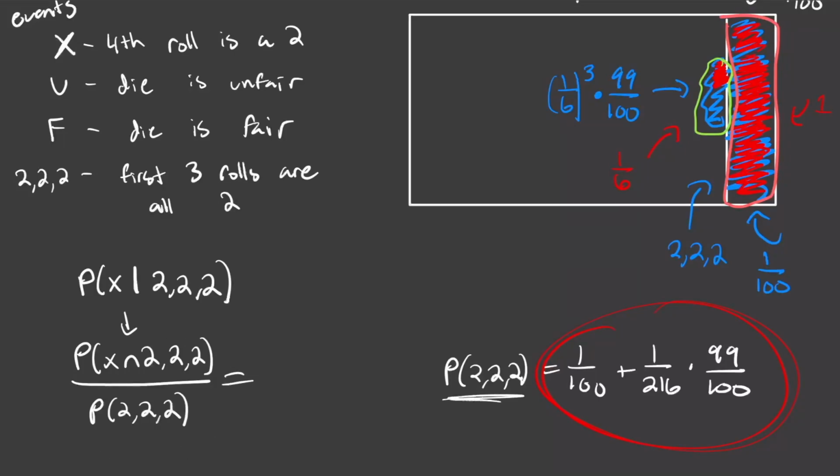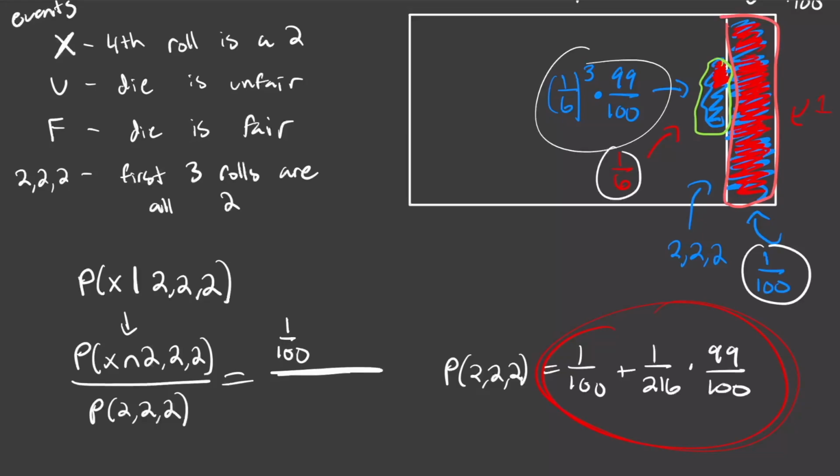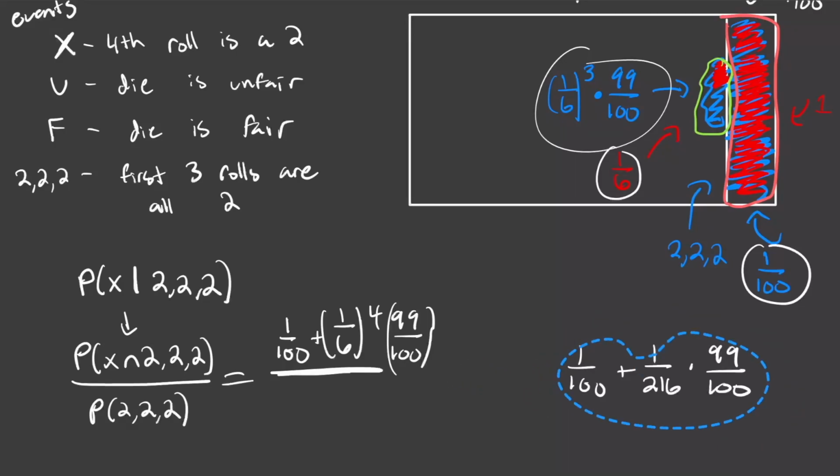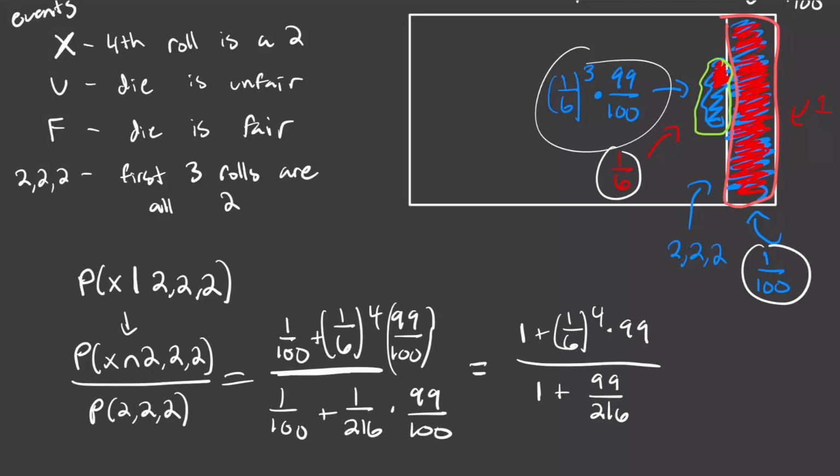We already have the denominator, obviously. And for the numerator, we're just going to take the intersection between the event X and the event 2 2 2, which is just all of the red region, right? So it occupies 100% of this 1 out of 100, and it occupies 1/6 of this up here. So we add on 1/6 to the fourth, times 99 out of 100. Okay, so now let me just place this in the denominator over here.